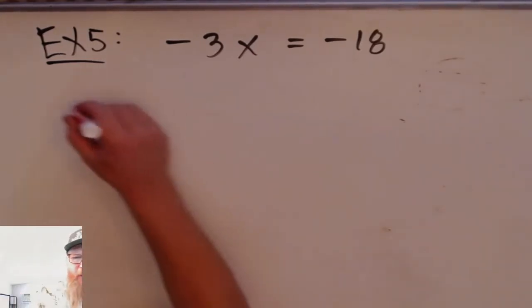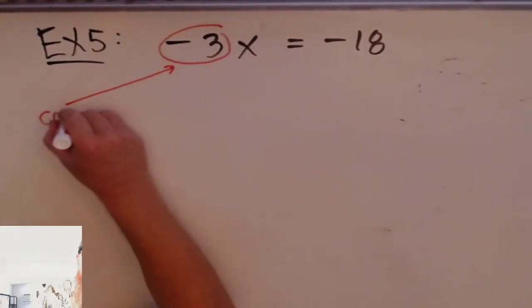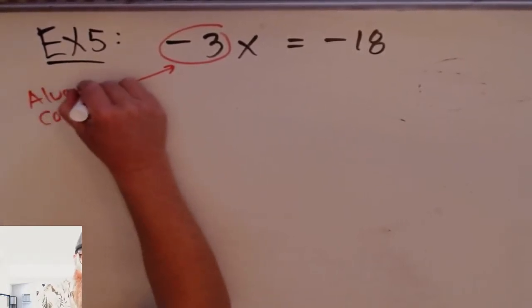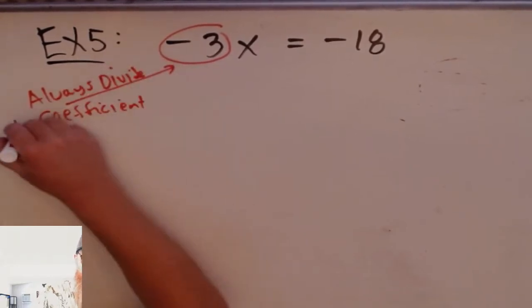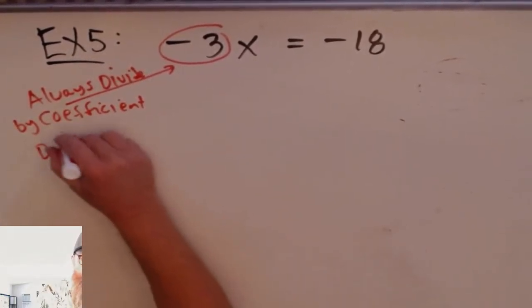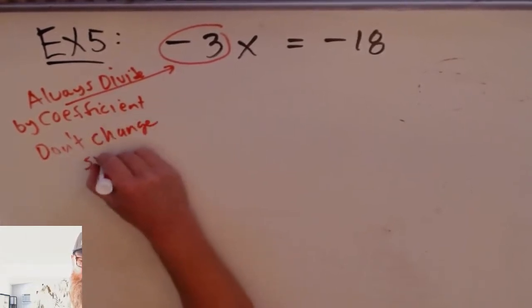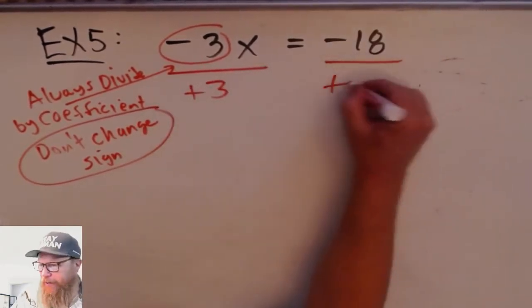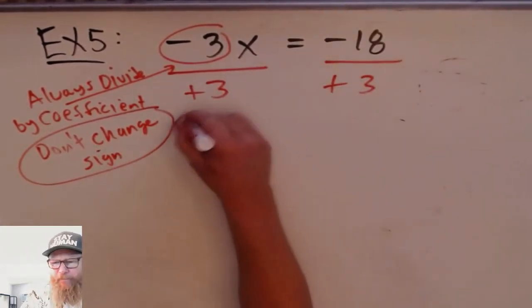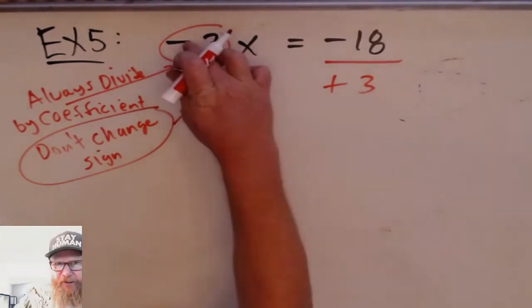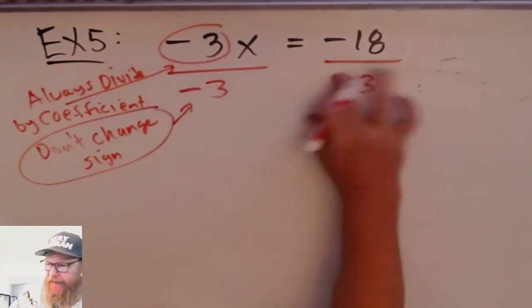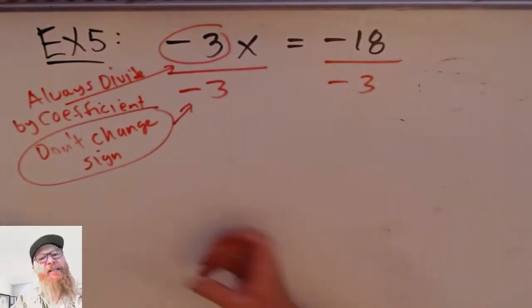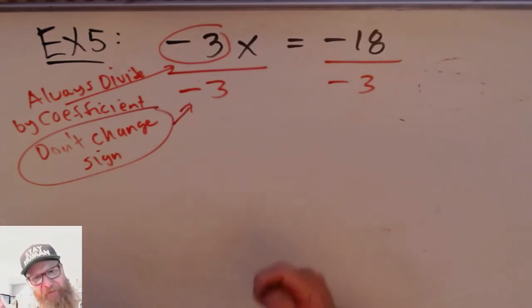Couple things that I want to point out. The coefficient is what you divide by. Do not change the sign. So you don't want to divide by positive 3. Do not do that. All right. If the coefficient is negative, then you want to divide by a negative. So this is not an opposite principle. This is an exact principle. I call it fighting fire with fire.